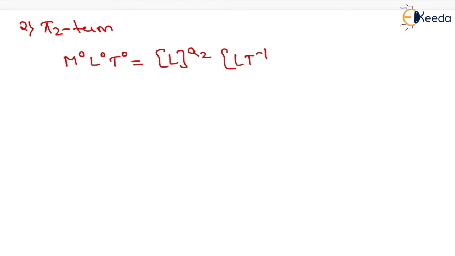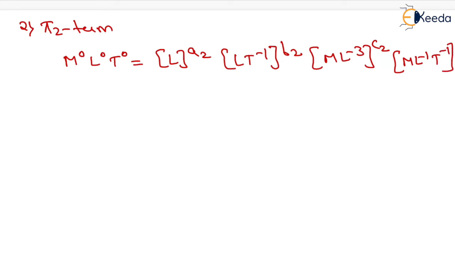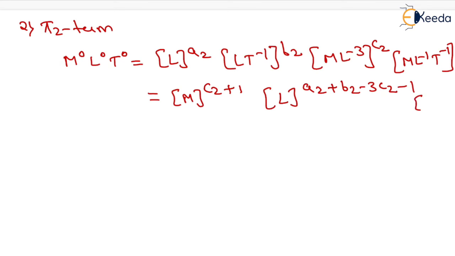Similarly, we can determine the solution for pi 2. For the pi 2 term, M0 L0 T0 will be equal to L to the power a2, LT to the power minus 1 to the power b2, ML to the power minus 3 to the power c2 and ML to the power minus 1 T to the power minus 1. On solving this, we will have M to the power c2 plus 1, L to the power a2 plus b2 minus 3c2 minus 1, and T to the power minus b2 minus 1. And here M0, L0 and T0.